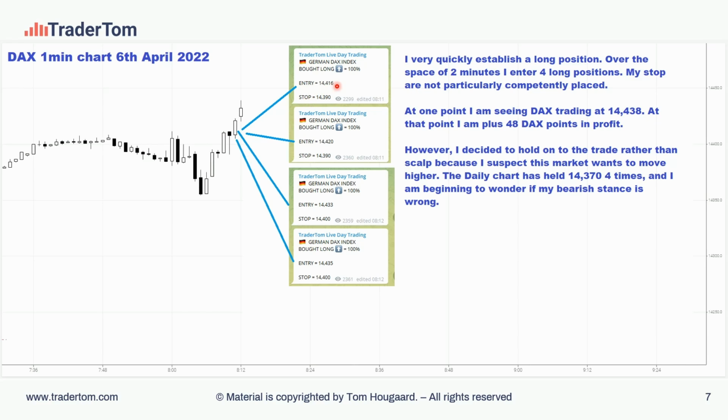So I already begin to buy here at 16 and at 20 and at 33 and at 35. And at this point here, it's actually looking pretty good. I have an accumulated 48 DAX points in profit. But I think if the market really is doing this pattern that we're seeing here, there is a good chance that we're going to see this market push even higher. Maybe up to about 14,500.